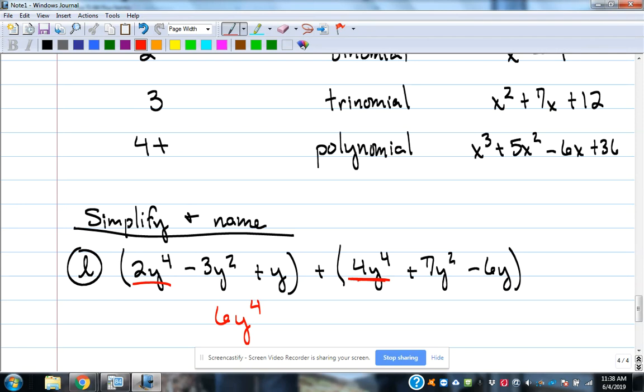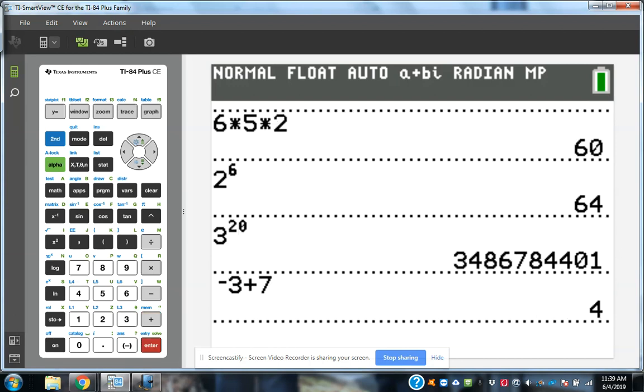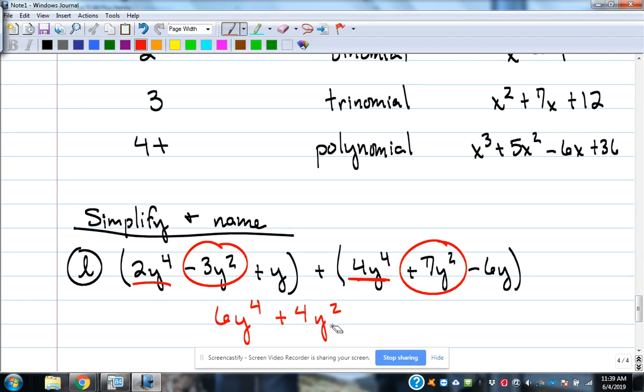So we're putting 2y to the 4th together with 4y to the fourth because they both have the y to the fourths. That's what makes them like terms. And then the next piece is a negative 3y squared. Is there anybody else that has a y squared? Yeah, 7y squared. So negative 3 plus, because it's a plus sign in the middle here, positive 7 will be positive 4y squared. And if you don't trust yourself, do the math. Negative 3 plus 7 is positive 4. So I'm going to put a plus 4y squared.